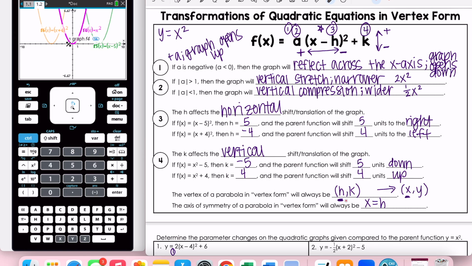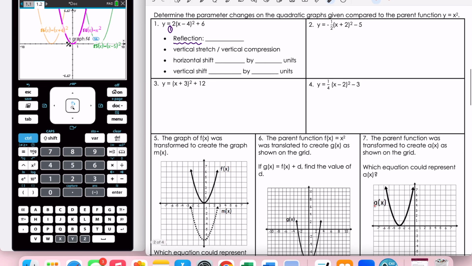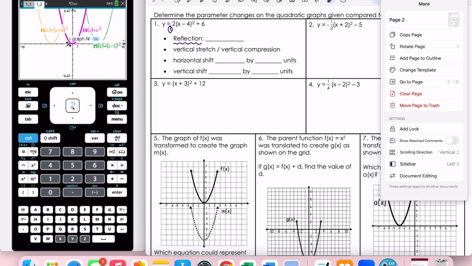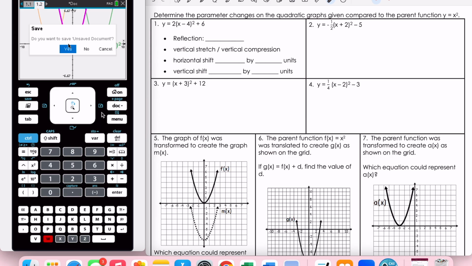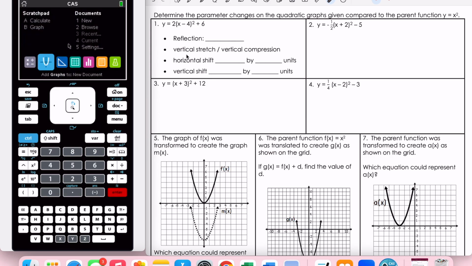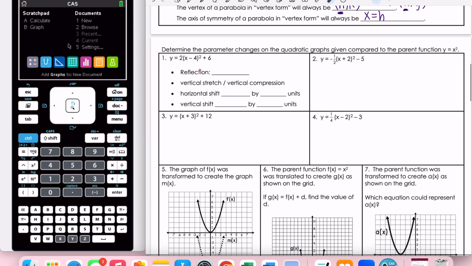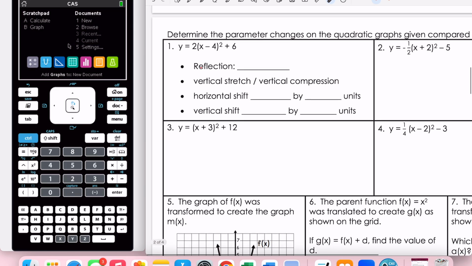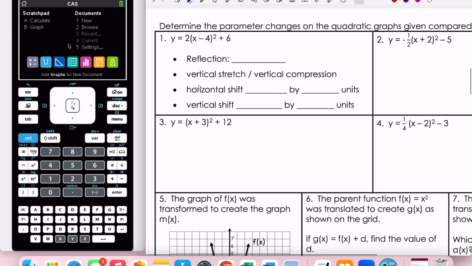So let's go ahead and open up our notes, and let's continue to look further at transformations here. It says determine the parameter changes on the quadratic graphs compared to our parent function y equals x squared. So when I look at number 1, we have y equals 2 times x minus 4 squared plus 6. So again, there are 4 places that we want to look at when it comes to determining the different types of transformations that are occurring.